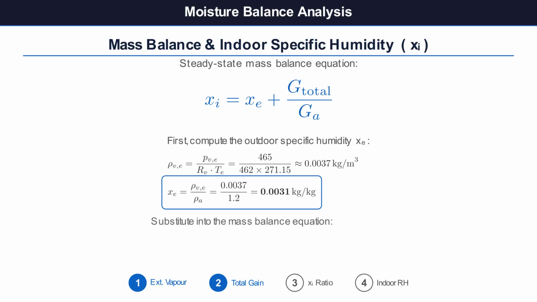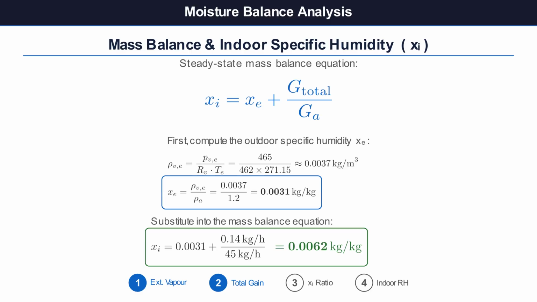Substituting into the mass balance, Xi equals 0.0031 plus 0.14 kilograms per hour divided by 45 kilograms per hour. This evaluates to an indoor specific humidity of 0.0062 kilograms per kilogram. Note that the indoor value is exactly double the outdoor specific humidity. This reflects the significant combined moisture generation relative to the available ventilation capacity. The indoor specific humidity is determined. We now proceed to the final step.